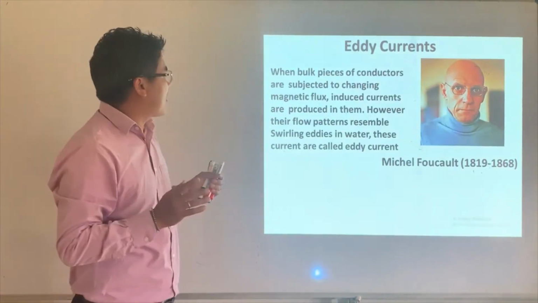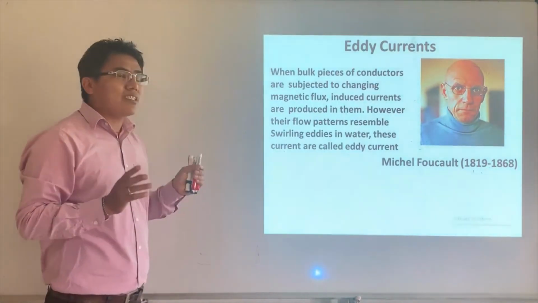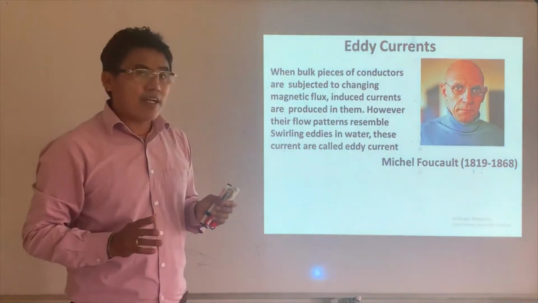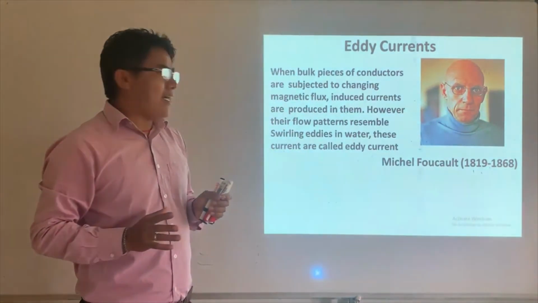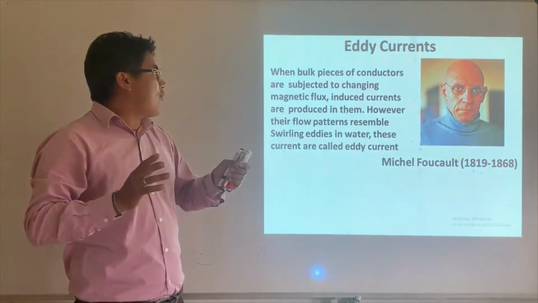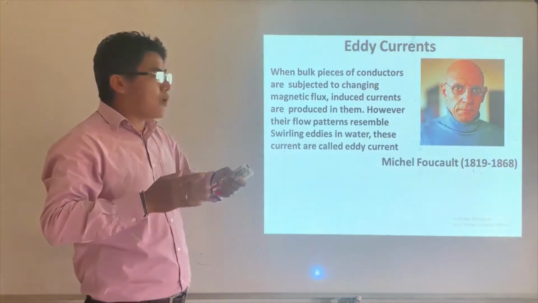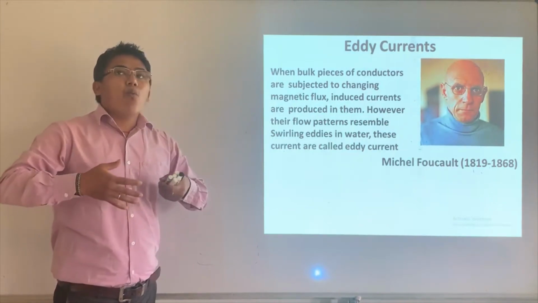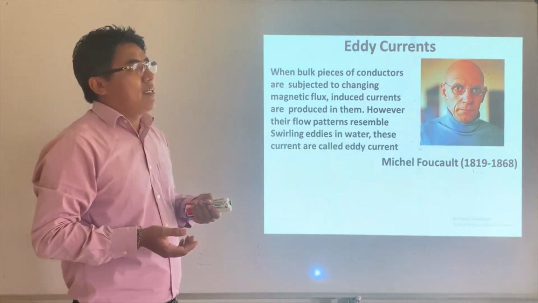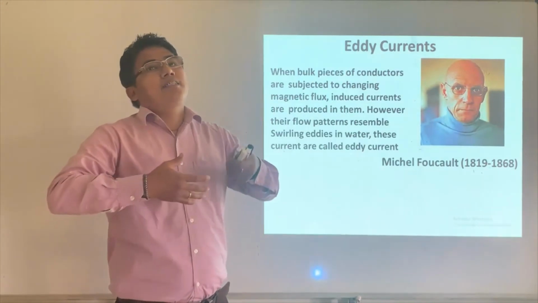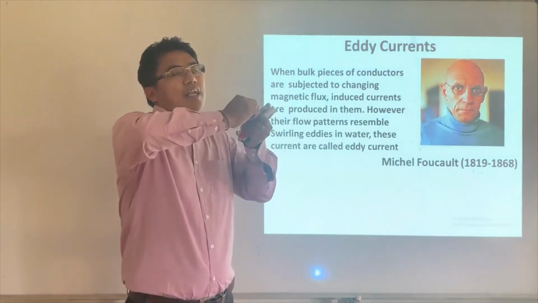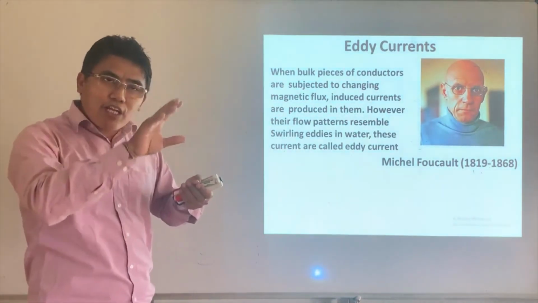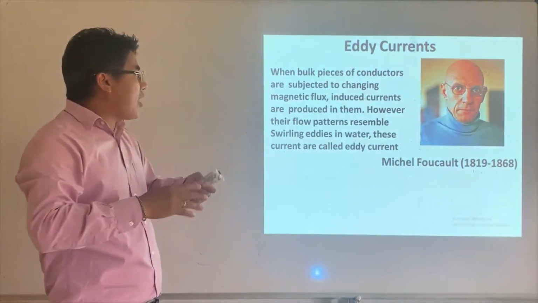So this is the point, right? This was first discovered by Foucault. He found that when a bulk piece of conductor is subjected to a changing magnetic flux, there will be a current. And the direction of the currents is not like the direction of current in a wire. The pattern of current resembles a swirling eddy in water.